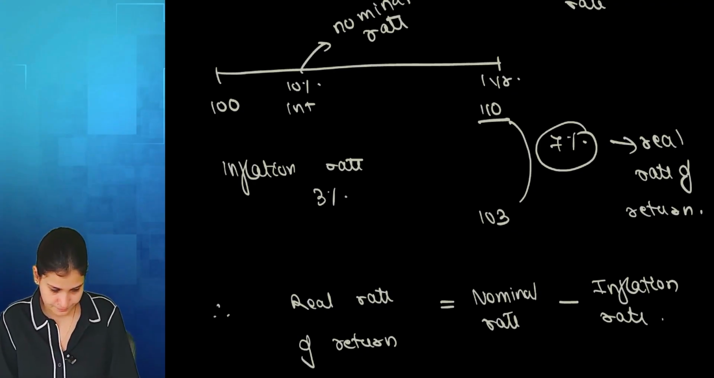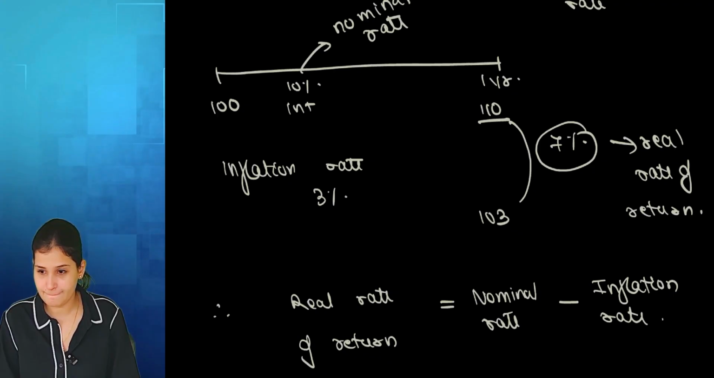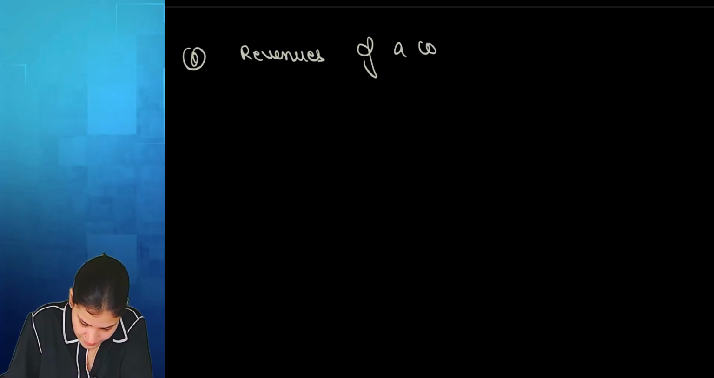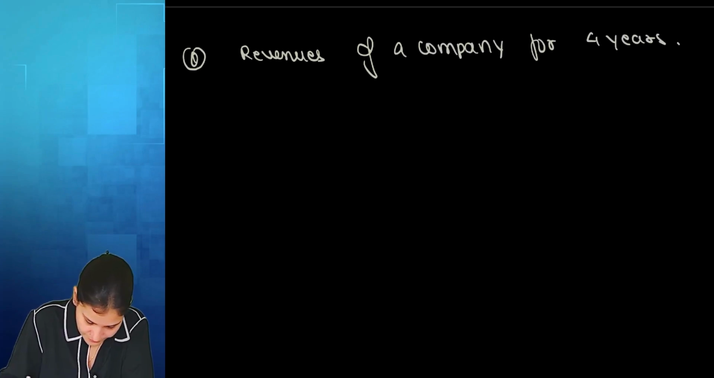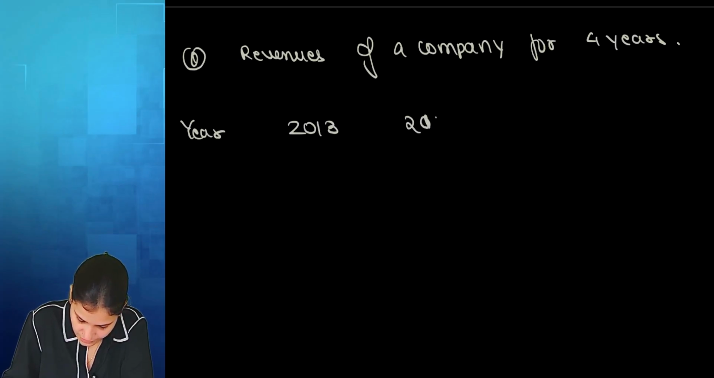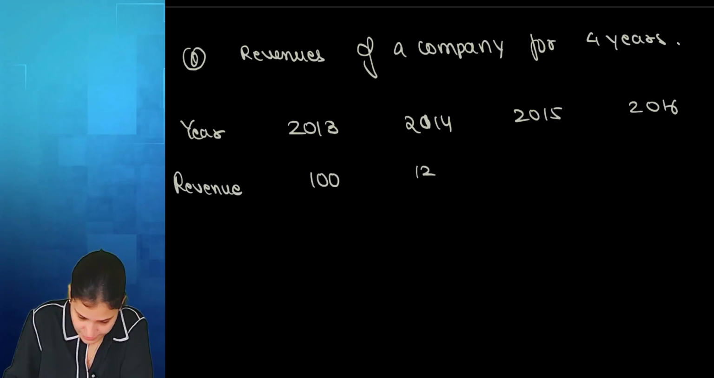Done? Question. Revenues of a company, it's there in your book also. Example: revenues of a company for 4 years. Year 2013, 2014, 15, 16. Revenue 100, 120, 60, 210.